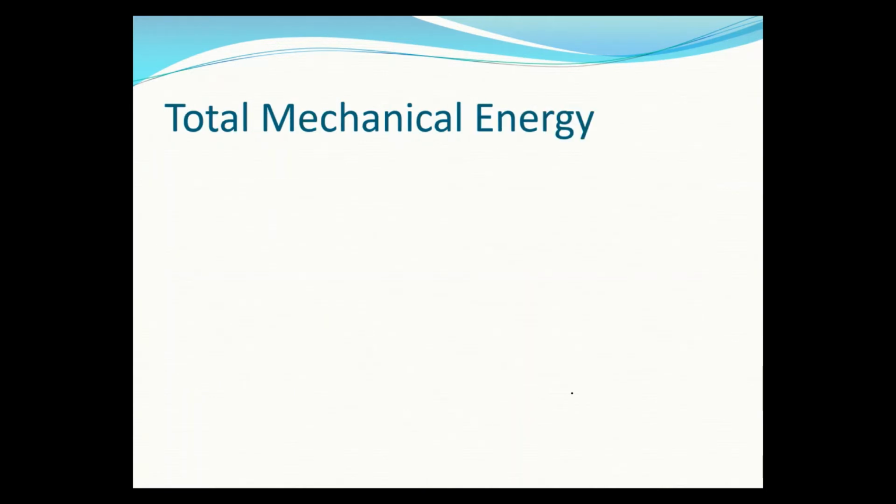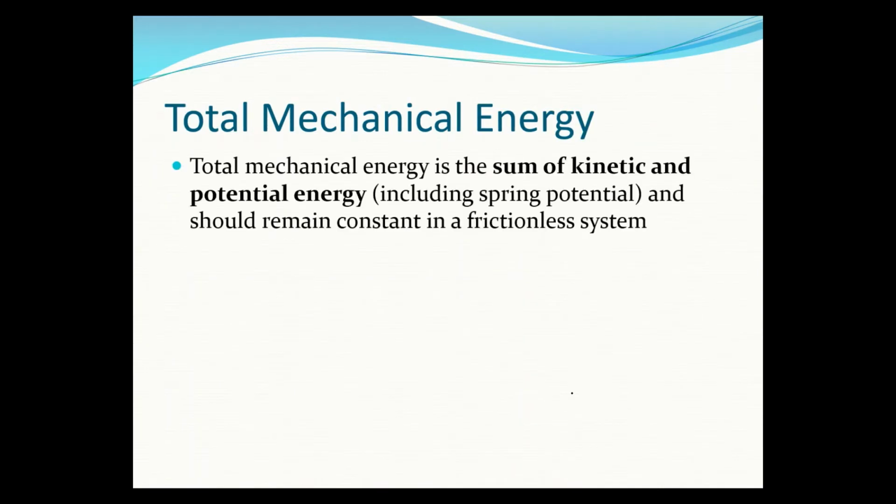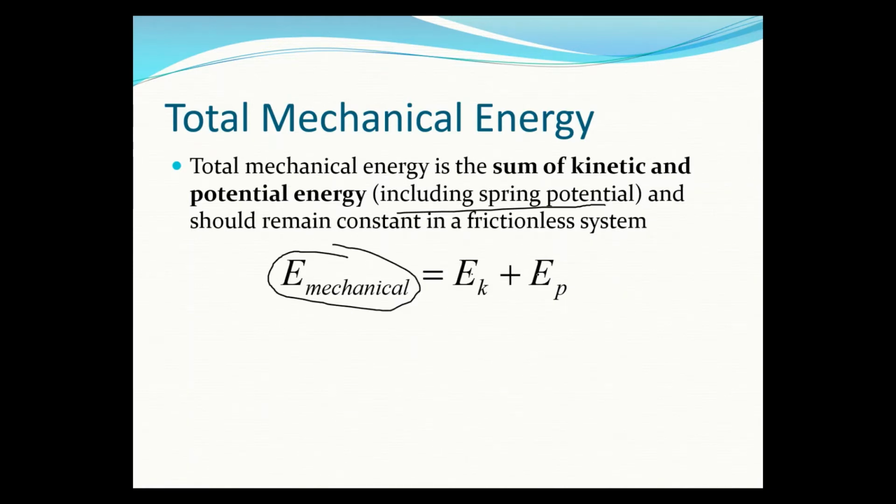So a term that comes up is total mechanical energy. And total mechanical energy is just a sum of all the kinetic and potential energy. Don't forget spring, including spring, and it should remain constant if our system is frictionless, right? So our mechanical energy is just whatever kinetic and whatever potential, and this can include spring potential energy.